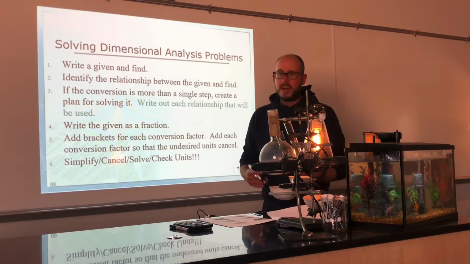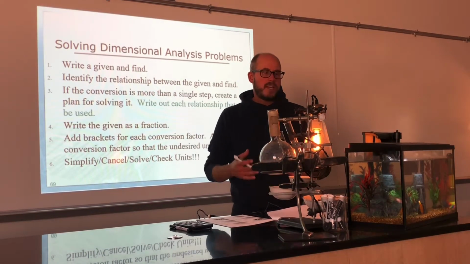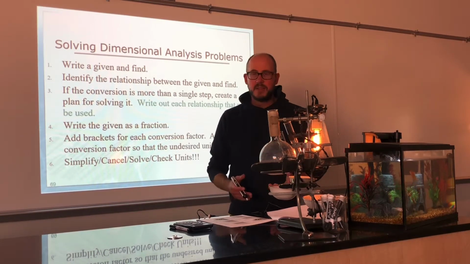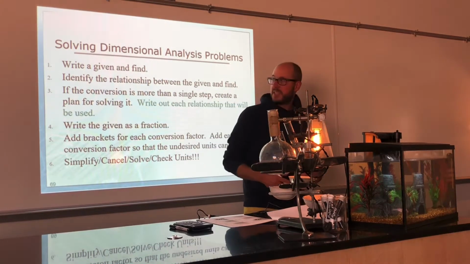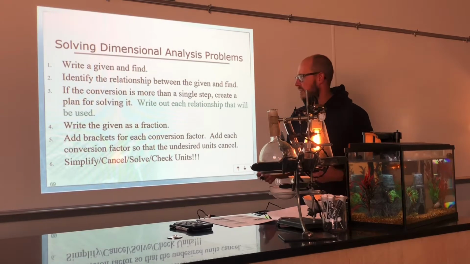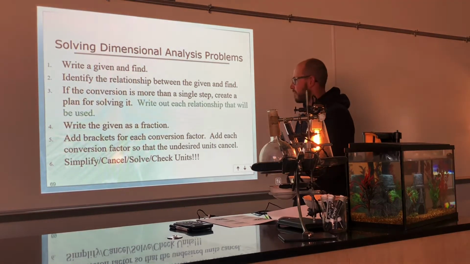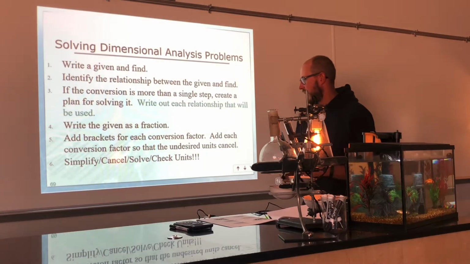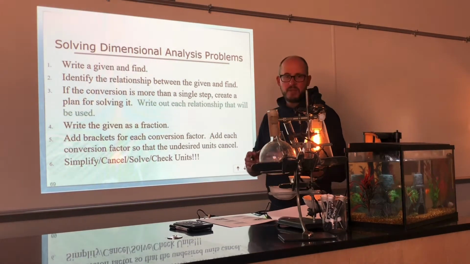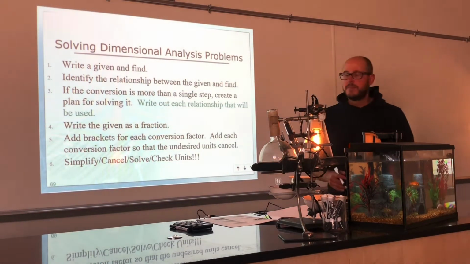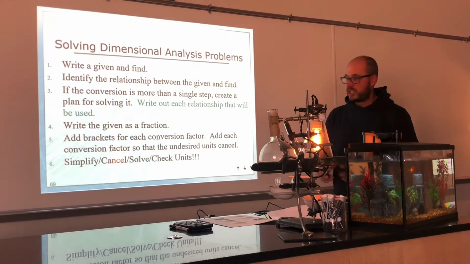When we're solving dimensional analysis problems, we break it down into steps, but always start by writing out what you're being given and what you're asked to find. Then, identify the relationship between the given and the find. Sometimes the conversion will take more than one single step, so you create a plan for solving it. You can write out that plan if you choose to, and you can also write out each relationship that's involved in that plan. Write the given as a fraction, and then add brackets for each conversion factor. Add each conversion factor so that whatever units you want cancel out. Then simplify, cancel, solve, and check units.